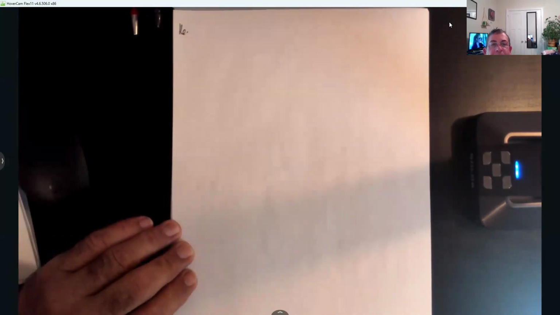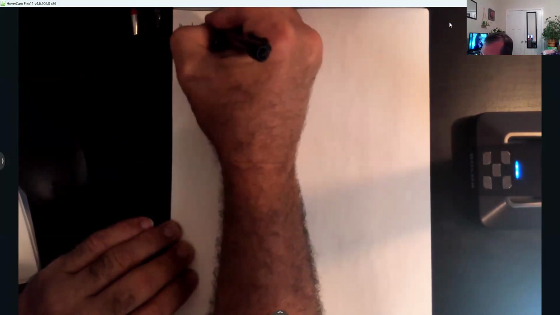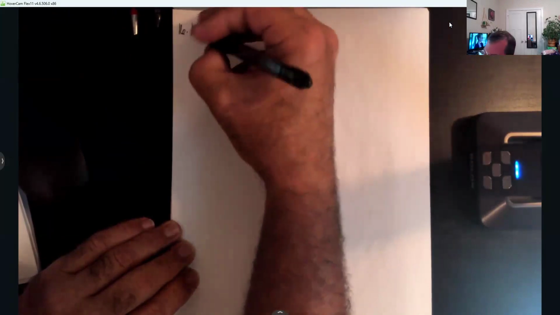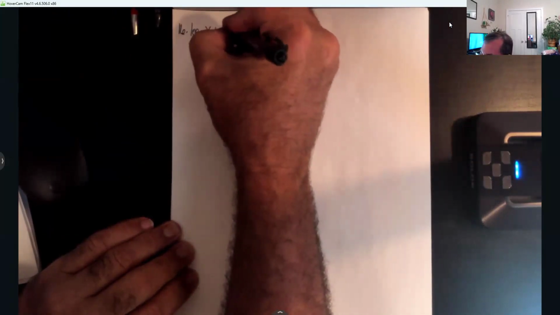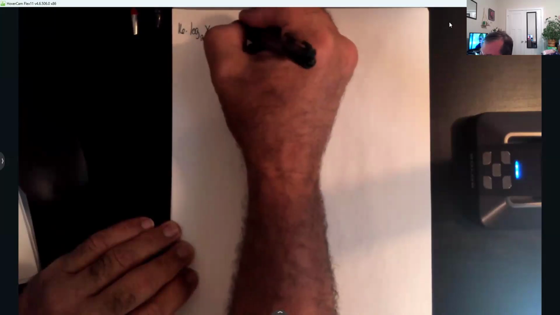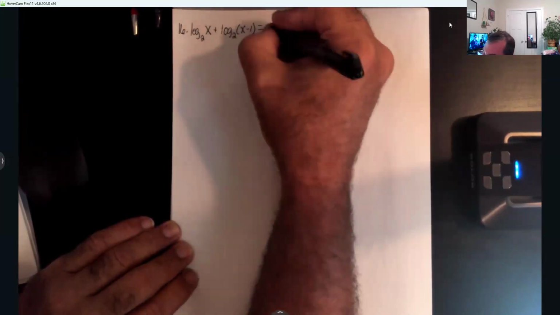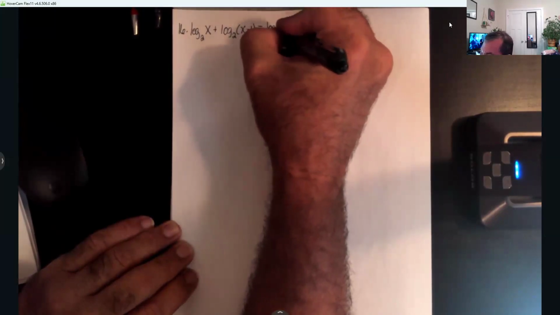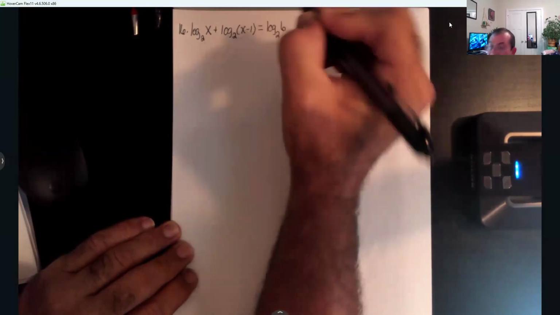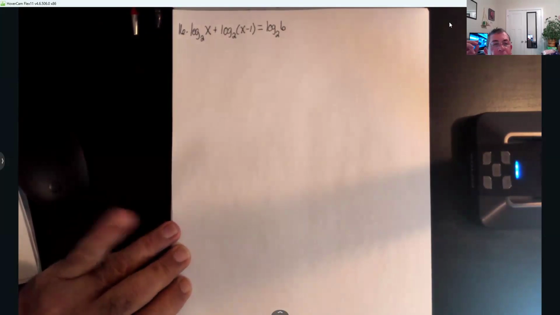All right, y'all. Let's see what they did here. Log base 2 of x plus log base 2 of x minus 1. That's going to equal log base 2 of 6. All right, first step.